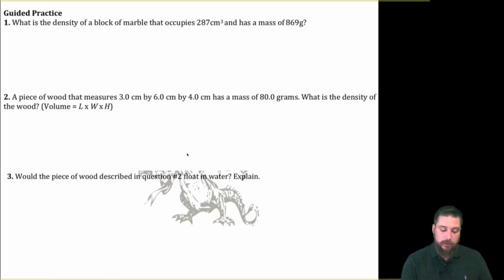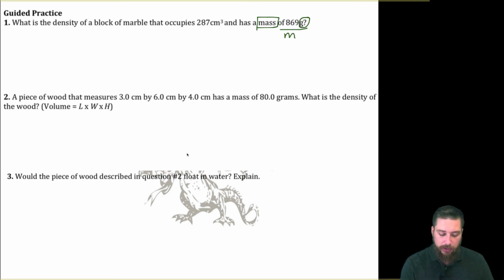Now, the first practice problem here says, what is the density of a block of marble that occupies 287 cubic centimeters and has a mass of 869 grams? Now, what are these numbers here? This number right here is a mass. There are two reasons that we know that. First off, it literally says mass. Secondly, it gives us the units grams. Mass has a unit of grams.